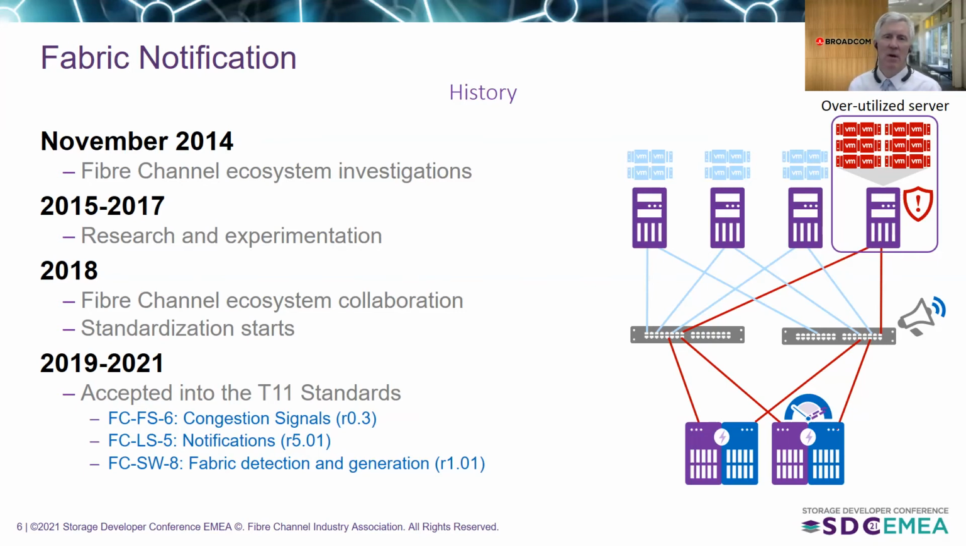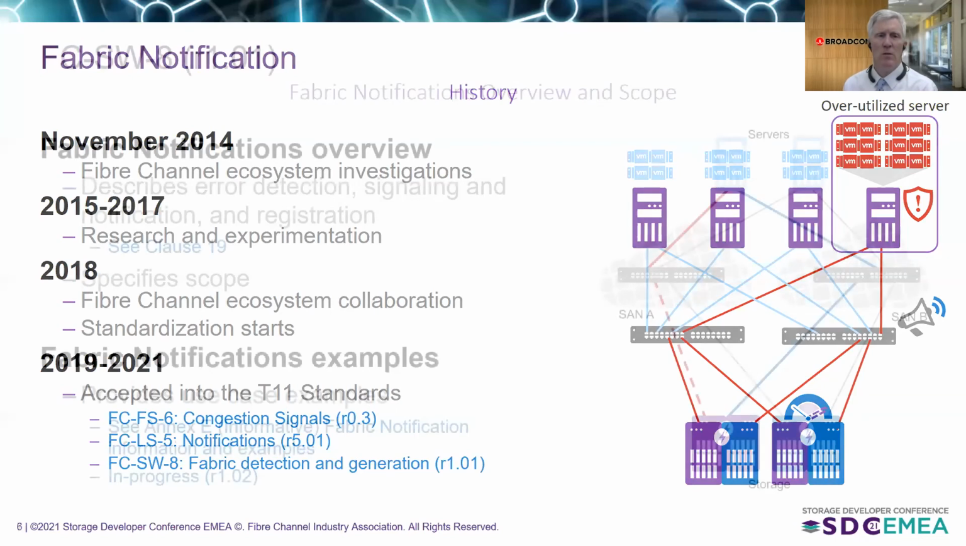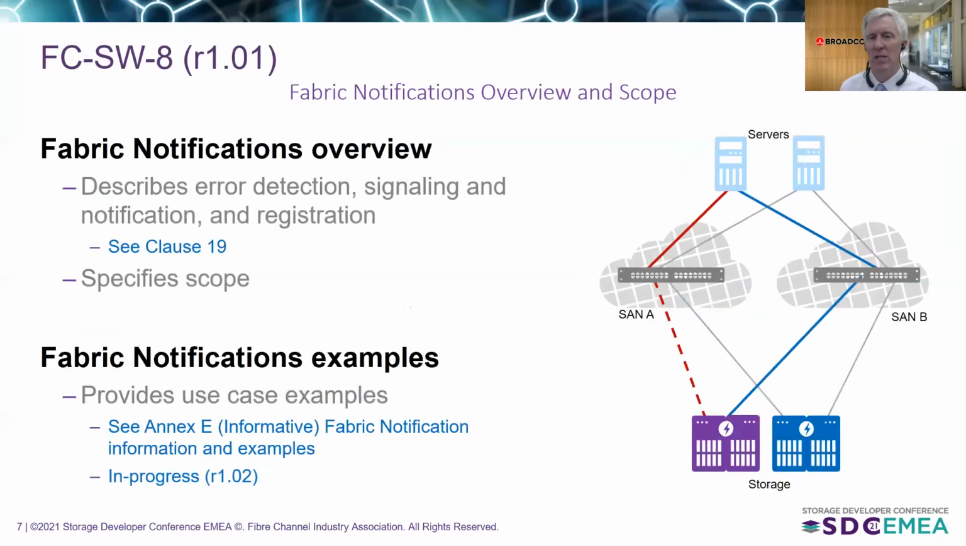So now let's take a moment and dig a little bit deeper into the standardization effort. First off, in the switch fabric standard is the description of how fabric notifications are detected and how the signaling and notification is generated, as well as the registration mechanism. It also defines the scope of the detection mechanism and the level to which the standard defines how Fibre Channel devices will behave.